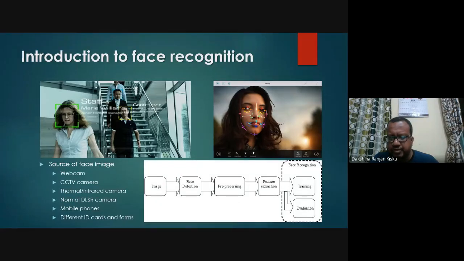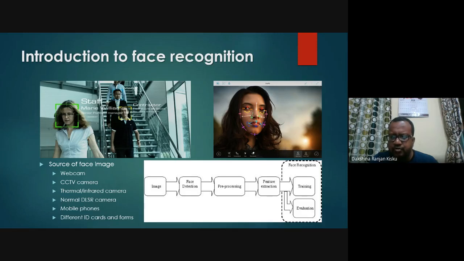Okay, so in the feature extraction module, or feature extraction subsystem, we extract the distinctive facial features, and then these facial features are encoded into a feature vector, and this feature vector is used for training. Whenever we go for the enrollment process, all the subsystems are working in the enrollment process also.